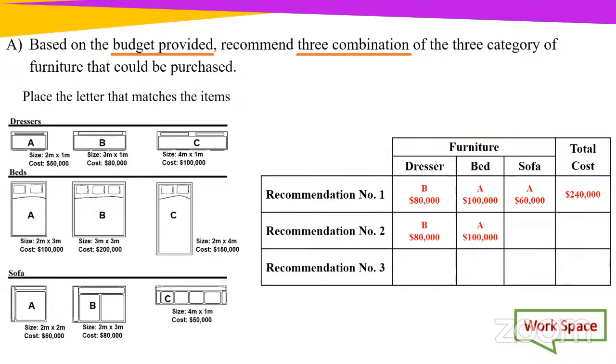Let's go over to sofa. For sofa, I would want B. What's the cost for B? The cost would be $80,000. I'm calculating the total now. Okay, go ahead.